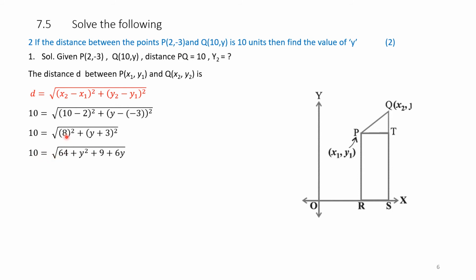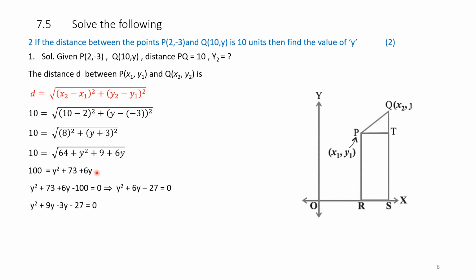square root of 8 square is 64, plus we have to expand this y plus 3 as a plus b whole square, that is a square plus b square plus 2ab. That is, this 64 plus y square plus 3 into 3 is 9, plus 2 into 3 y, that is 2 into 3 is 6y. Therefore, squaring both sides, we get 100 is equal to 64 plus 9. 64 plus 9 is 73. This y square as it is, y square plus 6y.